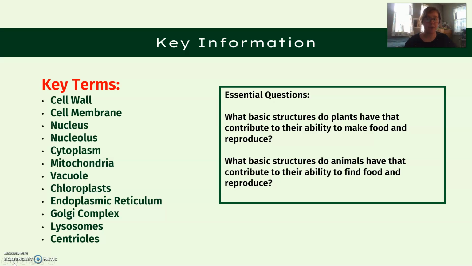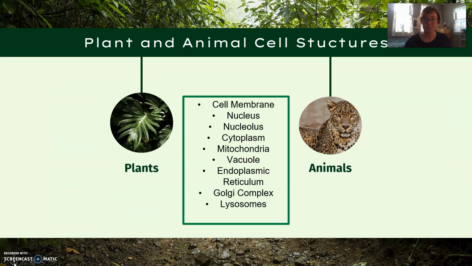We're just going to talk about some key terms. Cell wall, we already talked about that. Cell membrane, nucleus, the nucleolus, cytoplasm, mitochondria, vacuole, chloroplasts, endoplasmic reticulum, Golgi complex, and lysosomes. Again, we've already talked about these, but we're just going to go through them quickly. And lastly, one that you haven't experienced yet is something called a centriole. So we'll get to explore what that is later on.